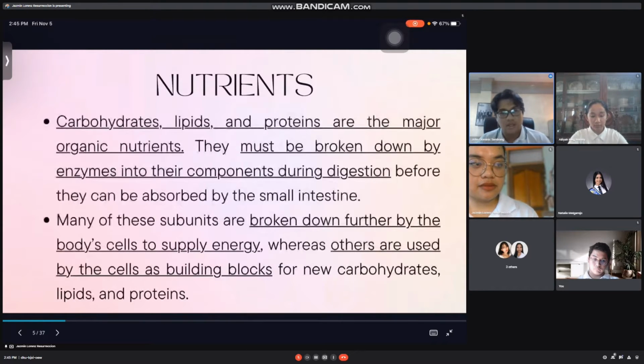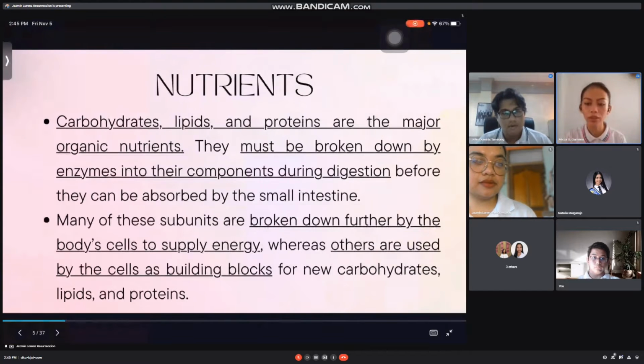Miss Garmino, would you like to read this part? So nutrients, carbohydrates, lipids, and proteins are the major organic nutrients. They must be broken down by enzymes into their components during digestion before they can be absorbed by organs and intestines. Many of these nutrients are broken down further by body cells to supply energy, whereas others are used by the cells as building blocks for new carbohydrates, lipids, and proteins. Okay, thank you, Miss Garmino. Next slide.